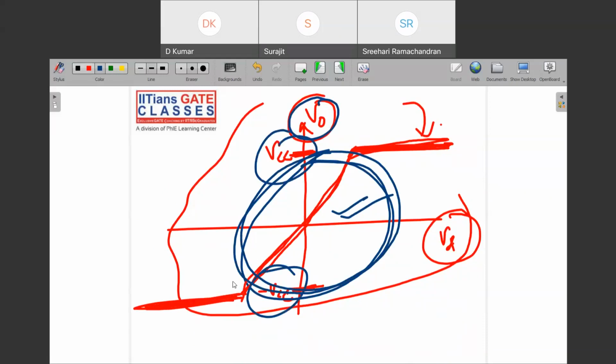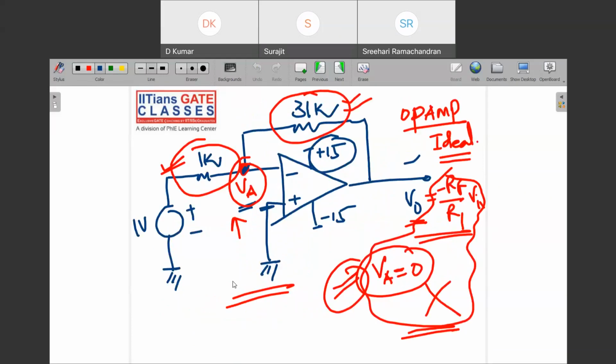In this question they have asked that the op-amp is ideal and you have to find the VA value. In a hurry, what do you think? The op-amp is ideal, so VA is 0. How? Because there is a virtual ground, and this 0 volt will be going here, because of the virtual ground concept. But you also have to check the output voltage because these supplies are given. You have to be slightly cautious about this.